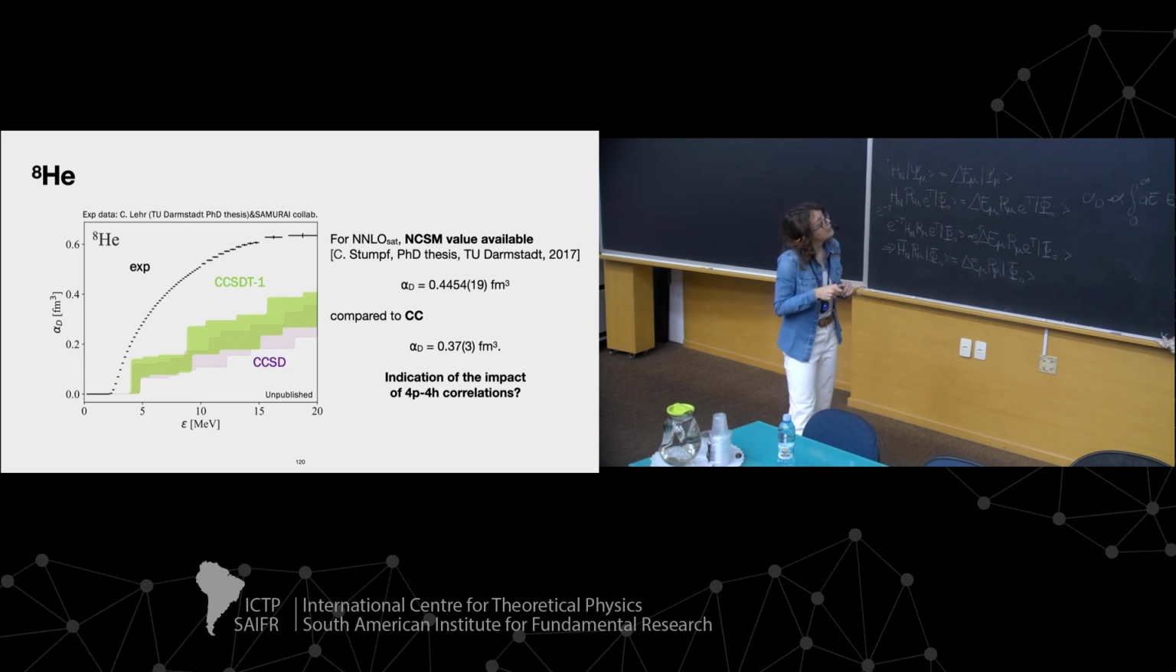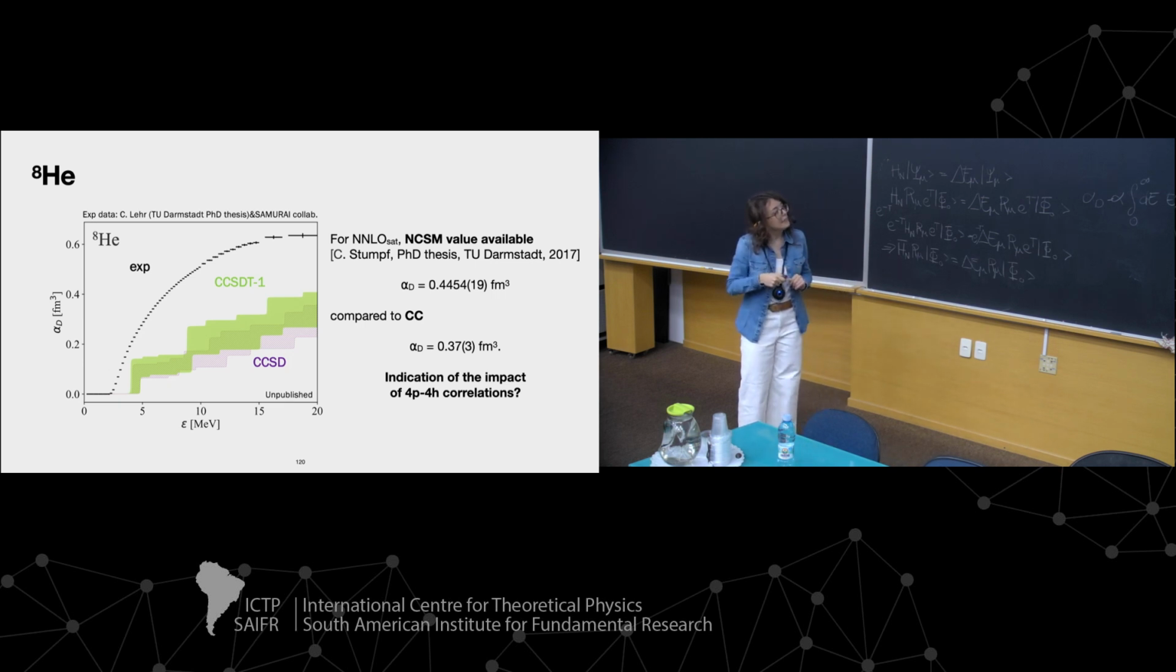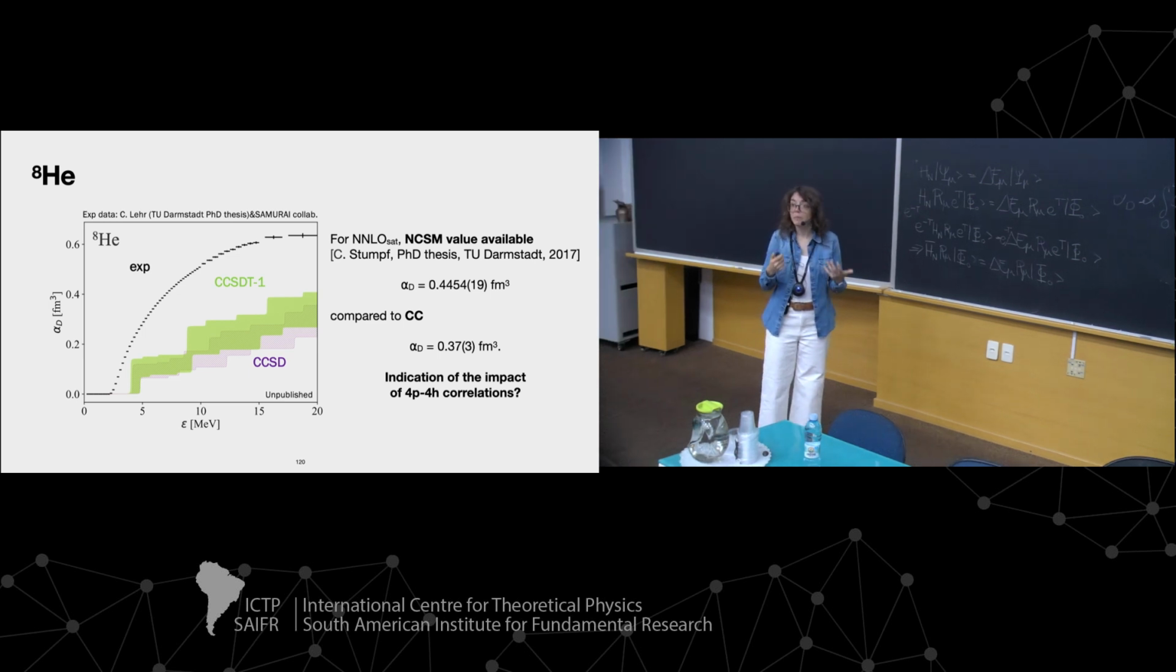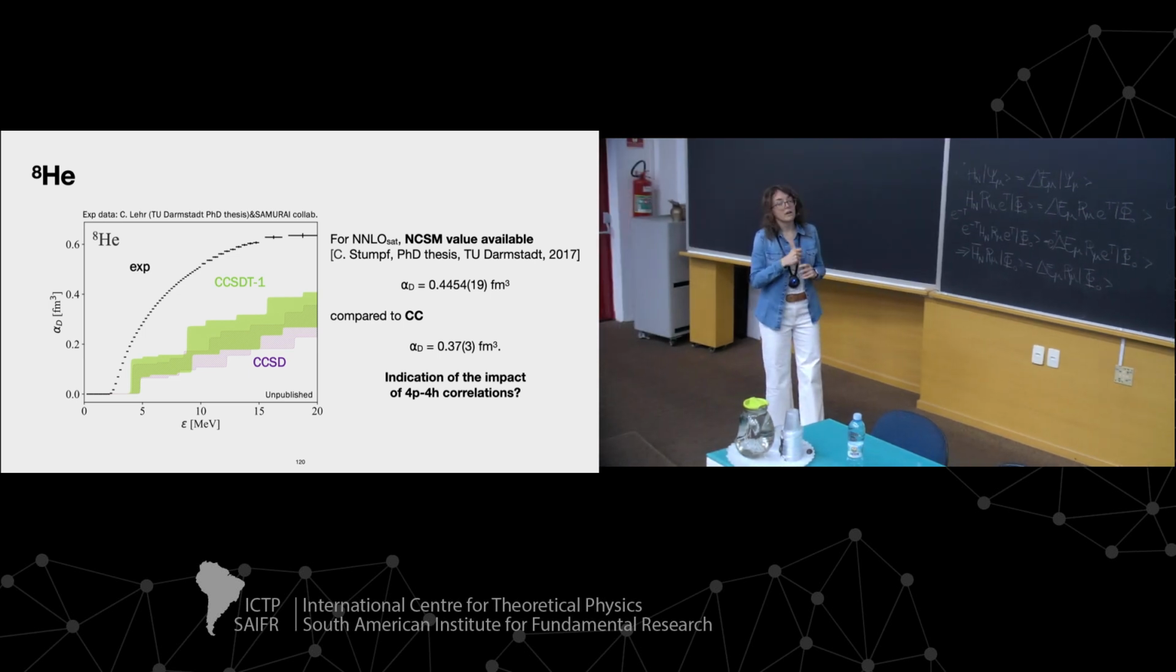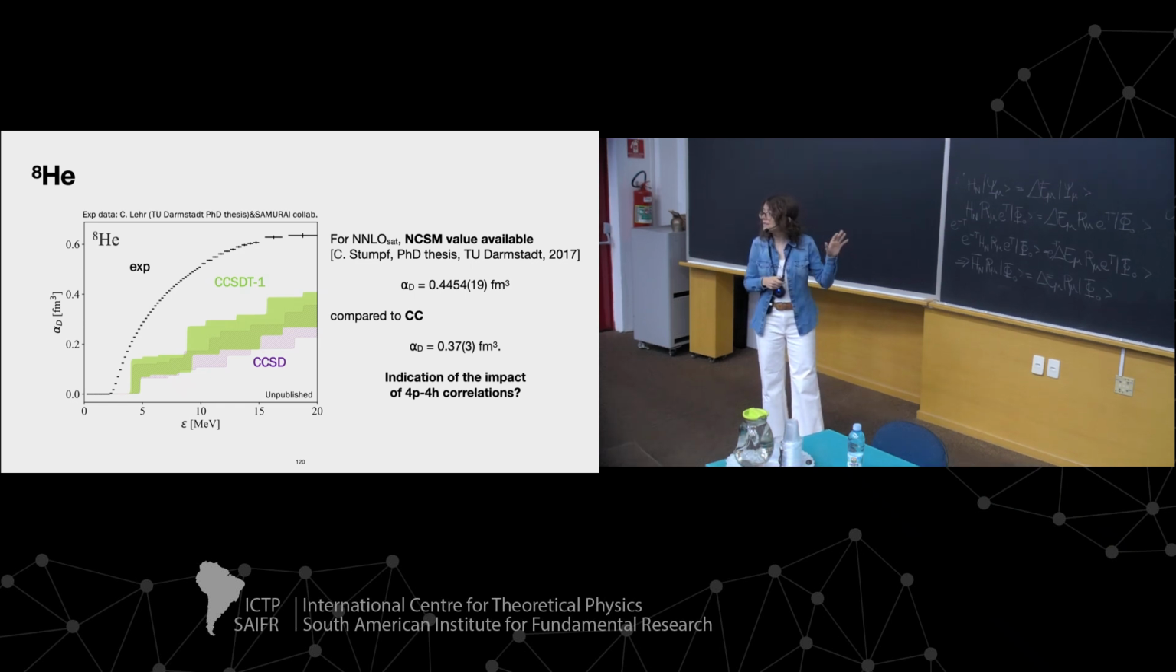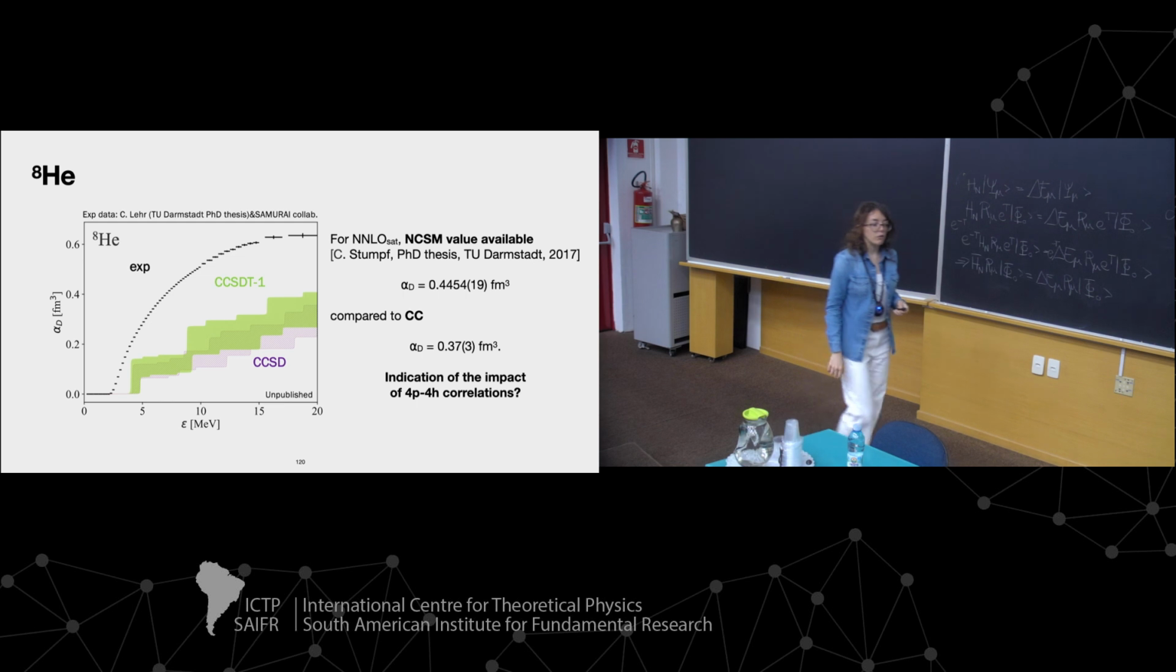And this difference, which is almost 20%, can be an indication of the impact of higher order correlations in our prediction. Still, this is not enough to explain our discrepancy, but one possible driving reason is given by 4 particles 4 holes.